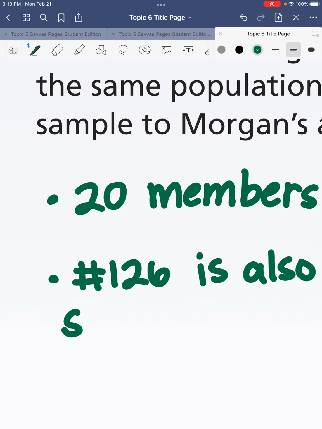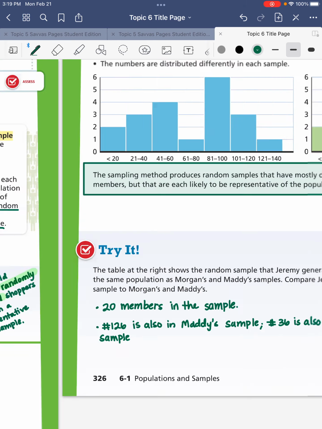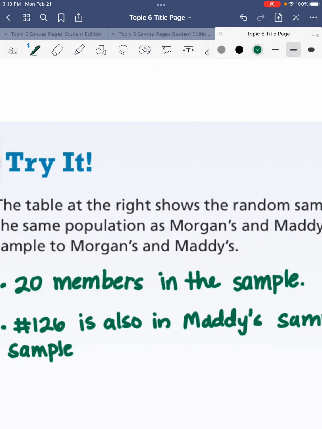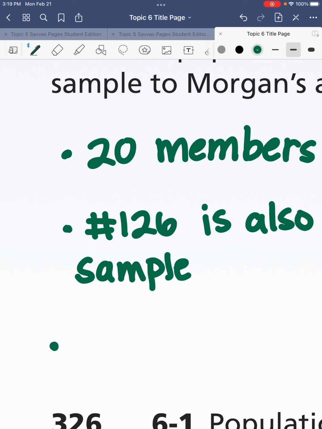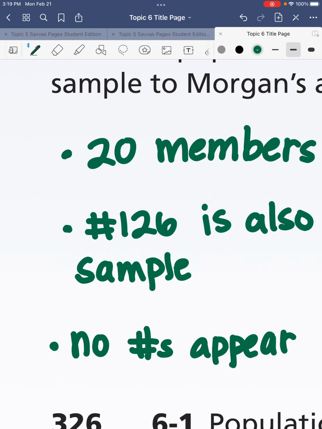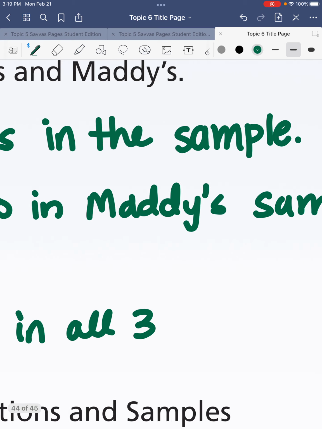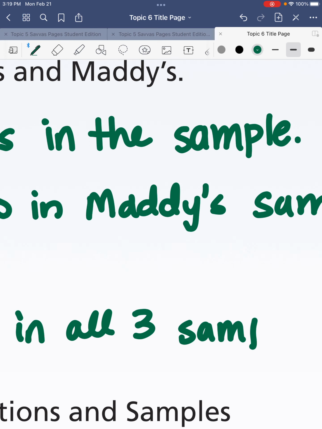Okay, that's what we know about those. But do any numbers appear in all three samples? No. No numbers appear in all three samples.